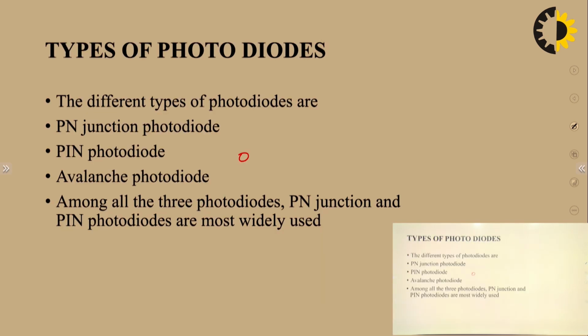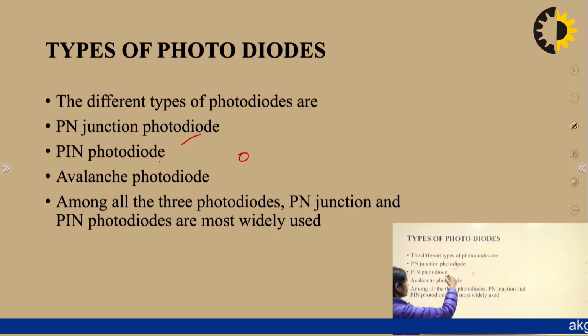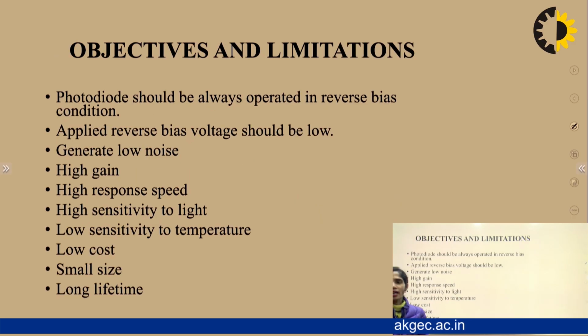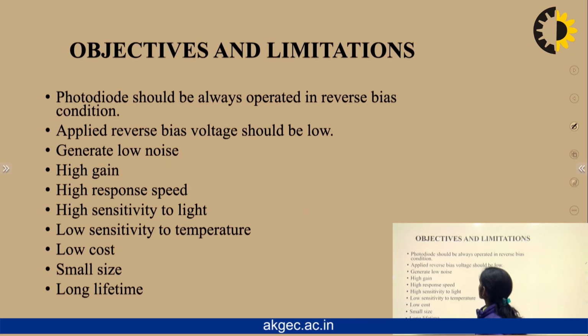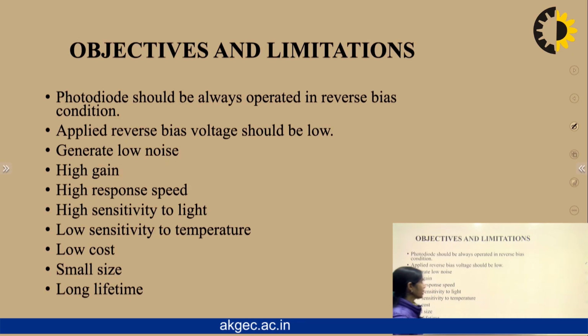Now next, we have different types of photodiodes: PN junction photodiode, PIN photodiode, and avalanche photodiode. Among the three, we will use the PIN photodiode because of its higher absorption region due to the intrinsic region here. So now next, basically it has certain limitations also.